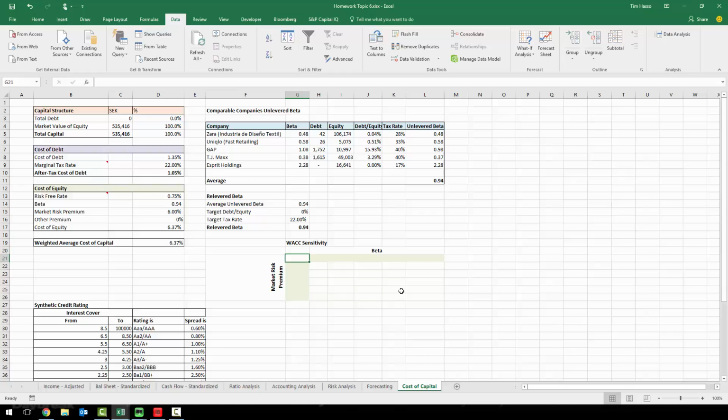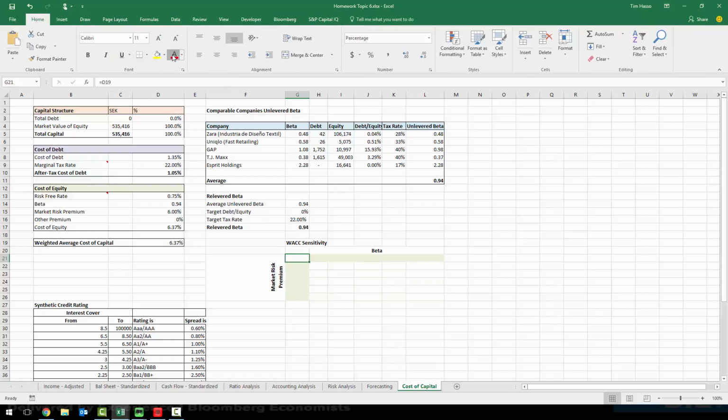In order to do that, we would put an equal sign and reference cell D19 here. Now it's blank and you can't see anything because I have made this cell blank so that I could hide it. But if I reference cell D19, it's effectively just going to reference my weighted average cost of capital.